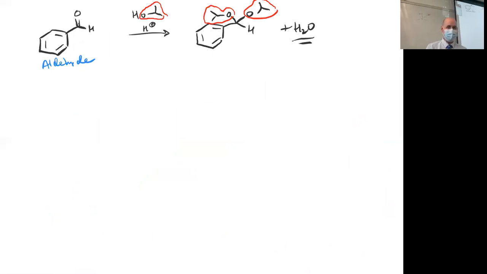Going the backwards direction would be called hydrolysis. Lysis meaning cutting, and hydro being water. So cutting with water is called hydrolysis and goes backwards the other way. But this would be an aldehyde goes into an acetal.